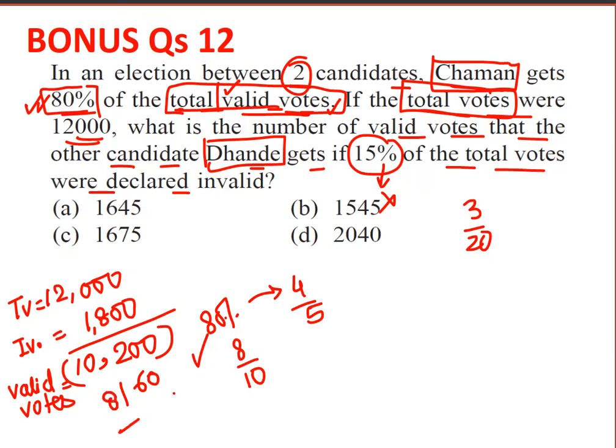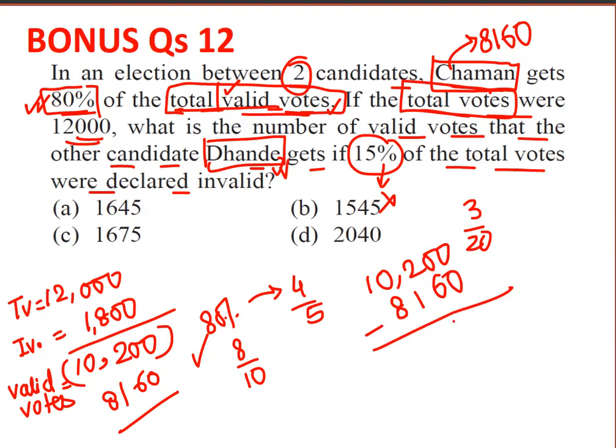So 8160 votes Chaman has got. Now what is the question asking from you? What is the number of valid votes that the other candidate Dhande gets? So how much does this Dhande guy get? 10200 minus 8160. If you do this, you will find the number of votes that this Dhande guy has got. So it will be how much? 2040. Now there is a much simpler approach to this.